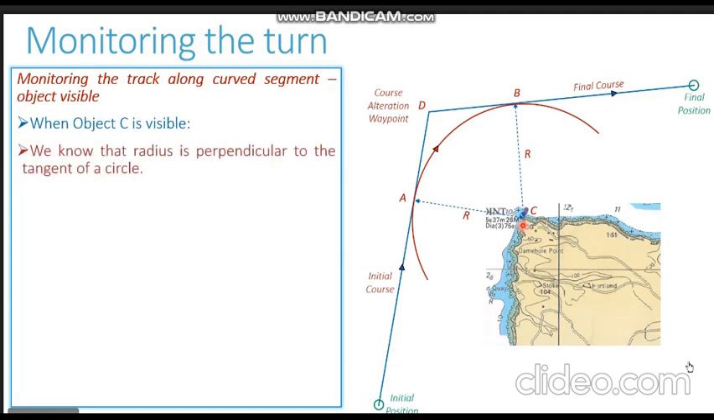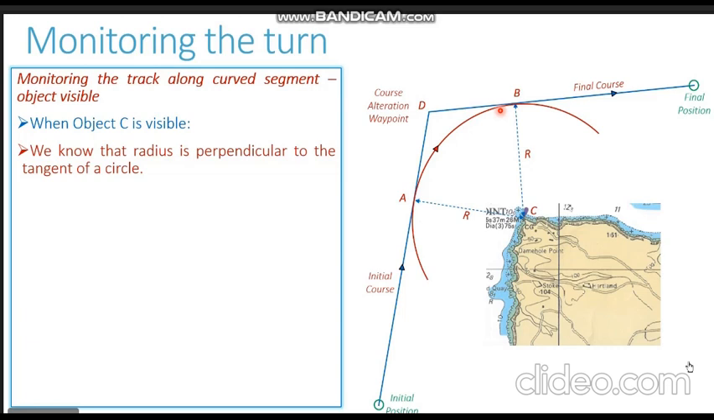Now for monitoring, we use a simple fact that the radius of a circle is always perpendicular to the tangent of the circle. Now whenever the ship is moving on the curved path, the bearing of the lighthouse always represents the radius of the turning circle, and the fore and aft line of the ship represents the tangent to this turning circle. So the fore and aft line and the bearing of the lighthouse should remain at right angles.